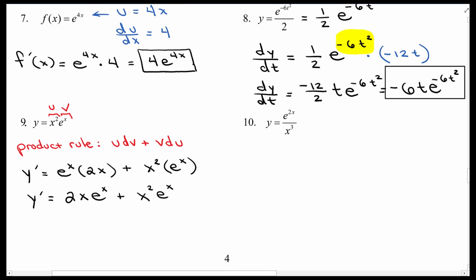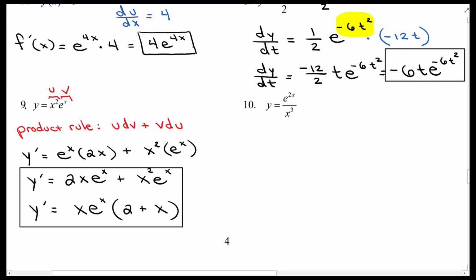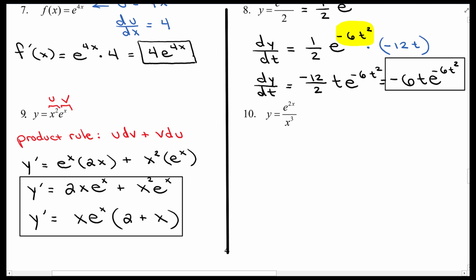So for y prime here, this is going to be equal to, I can factor out that x e raised to the x power, and then that's going to get multiplied with (2 plus x). I'm going to box in the last 2 rows here for my answers because you could write the answer either way here, and that would be fine.